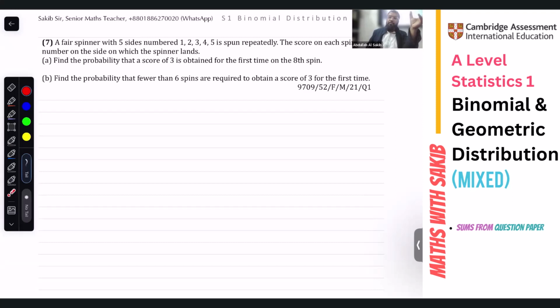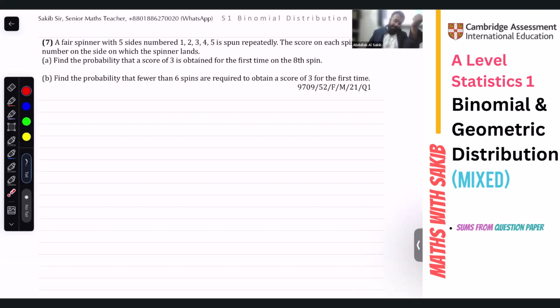Now, it didn't mention that I'm spinning the spinner until it's a 3. No, it didn't mention that, but it says it in another way: find the probability that a score of 3 is obtained for the first time on the 8th spin. That means which distribution is it following? Geometric. So X will be equal to 8. Clear? Find the probability that fewer than 6 spins are required to obtain a score of 3 for the first time. It didn't mention any number of trials, so it's a matter of geometric distribution.